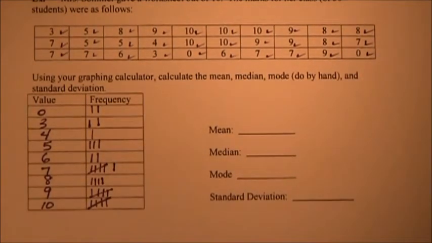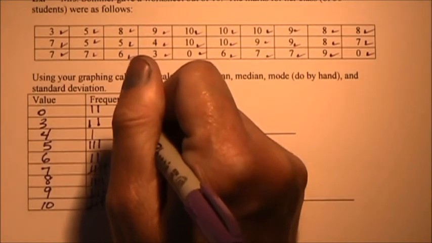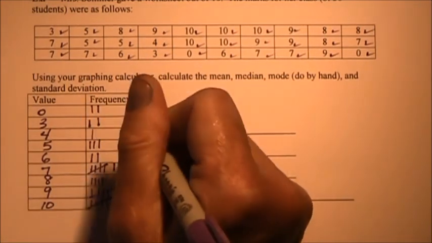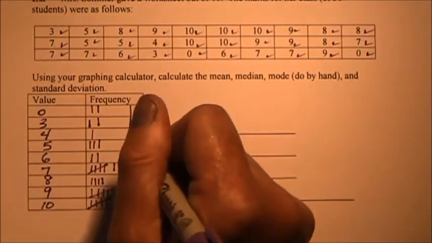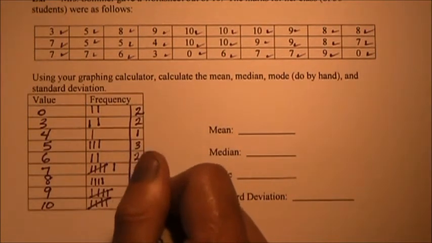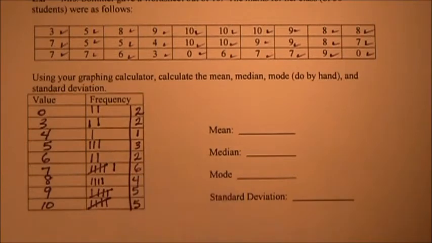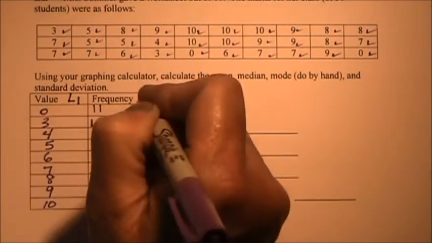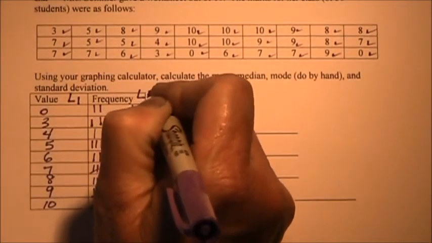Okay, so there we go as far as these values go. At this stage now, we need to know what these value numbers actually are, so we can just count them up. So we have 2, 2, 1, 3, 2, 6, 4, 5, and 5. As we go to look at our calculator, these values are going to go into our L1 table. These values are going to go into our L2.